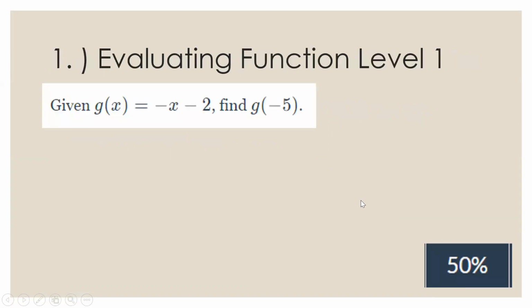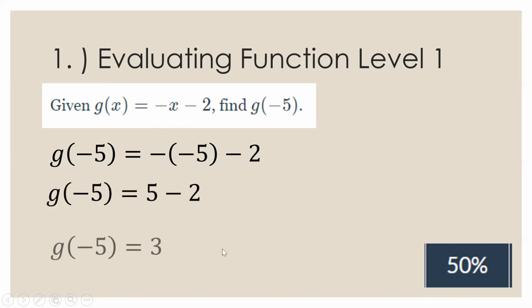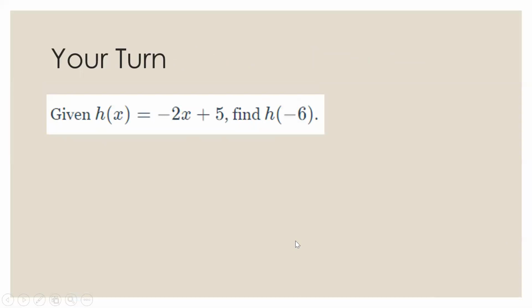First question, evaluating a function, level 1. Given g of x equals negative x minus 2, find g of negative 5. Whatever is in that parenthesis, that's what you're plugging in for your variable. So you plug the variable in. Remember, x is being replaced by negative 5, but you still have that negative out front because it's a negative x. Cleaning it up and doing the arithmetic, the double negative makes 5 minus 2. So g of negative 5 equals 3. All right, ladies and gentlemen, your turn.